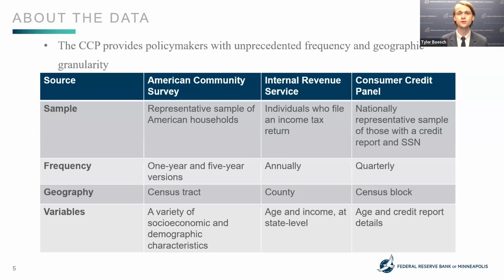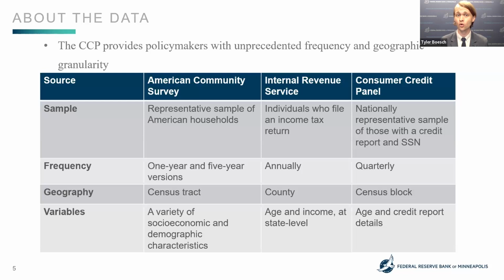Now, looking at the sample across those 3 data sets, the American Community Survey has the broadest sample, looking at a nationally representative sample of American households. The IRS is more specific with their data. It looks only at individuals who file an income tax return. And the Consumer Credit Panel, again, has a nationally representative sample of those with both a credit report and a social security number. Now, it's really with the frequency of the data and the geographic granularity of the data that the CCP stands apart from these other sources.